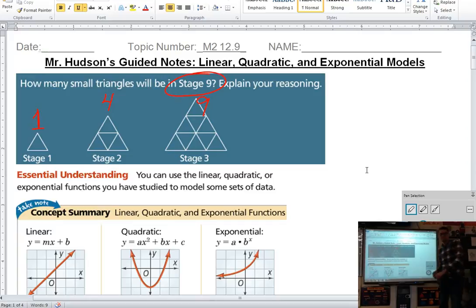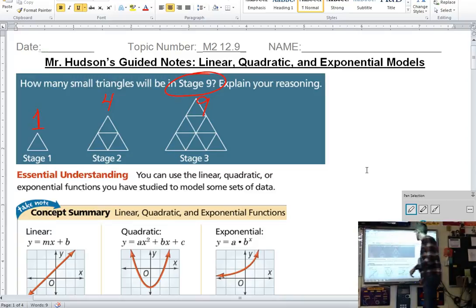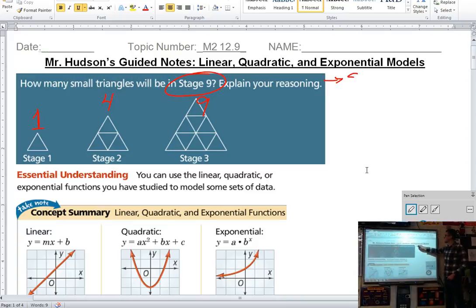Can I start out by saying what it is? I mean, sure, but you're going to have to justify how you know. I think it's 81. Okay, so we are hypothesizing 81. Because for the first 3, the number of triangles is the stage number squared. Okay, so if we're still just hypothesizing, you're saying my output will be my input squared.